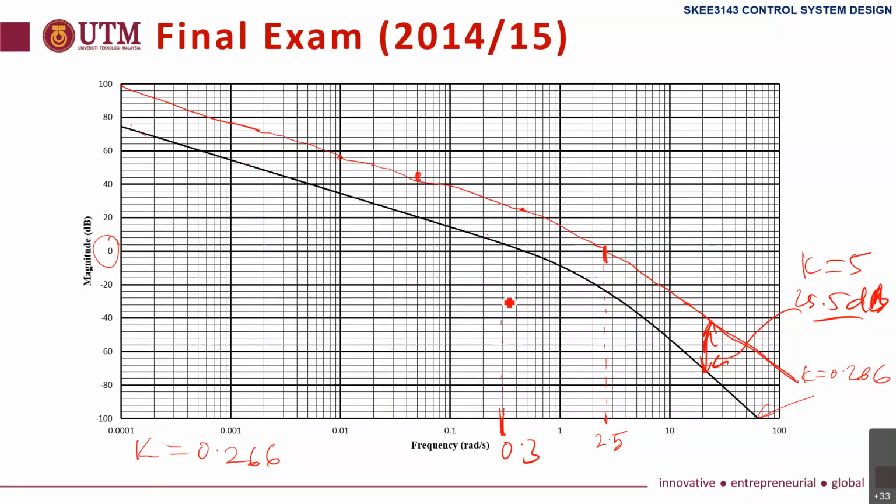Here, 0.3, you see the magnitude here. The magnitude is about 28 dB. Again, if you do it yourself, you may get 32, may get 24, 30 something. The one here I just estimate as 28.